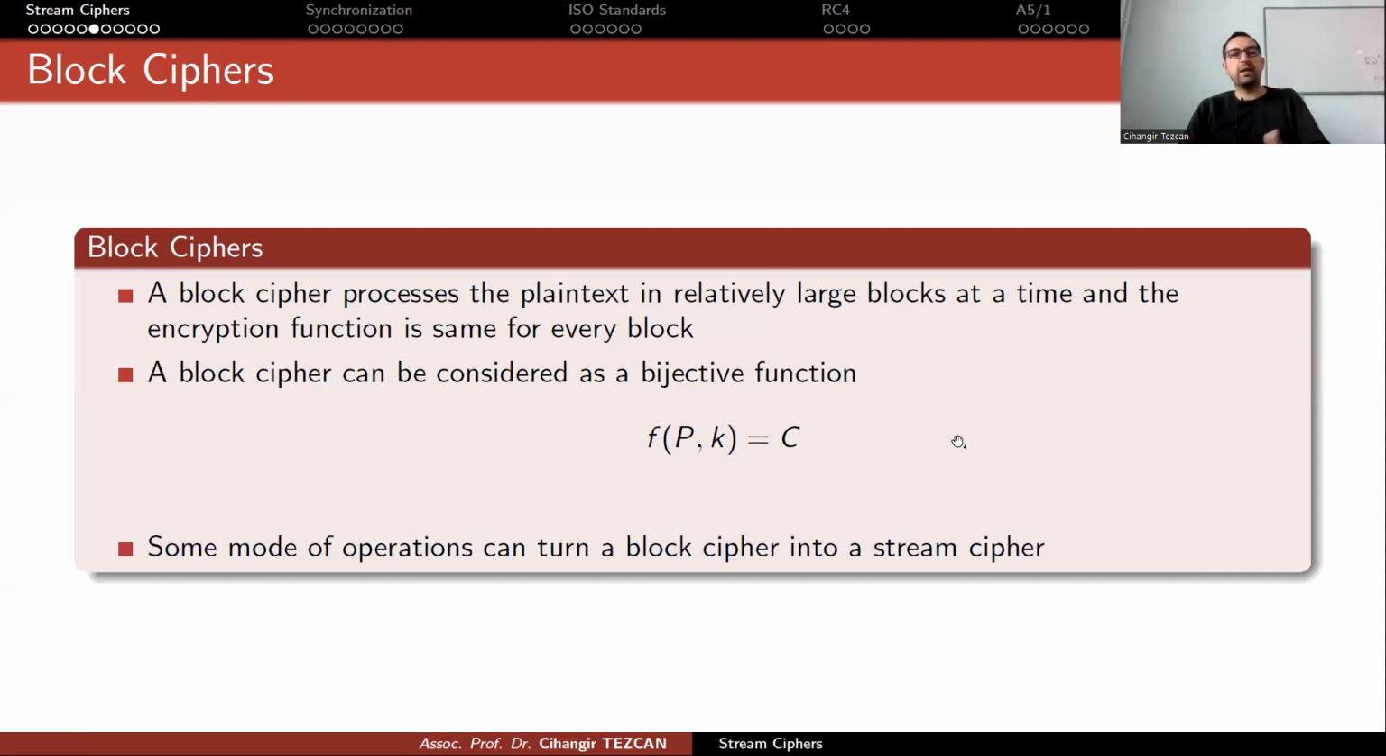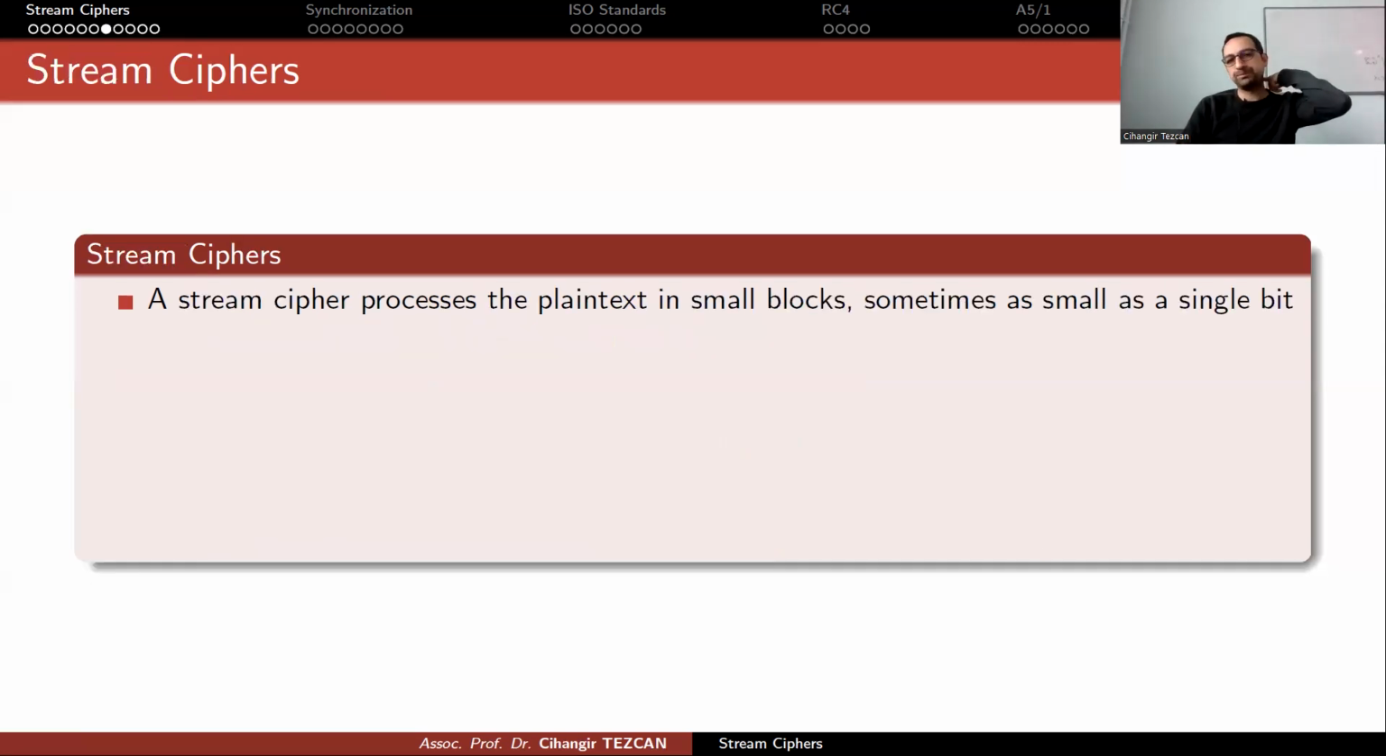Okay. Some modes of operation can turn a block cipher into a stream cipher. We already talked about them. Think about counter mode. Instead of encrypting plain text, it encrypts counters, obtains a key stream, and then XORs it with the plain text. So as you can see, it works like a one-time pad, but the one-time pad in this scenario is not randomly generated. It is pseudo-random because you are obtaining it from block cipher encryption.